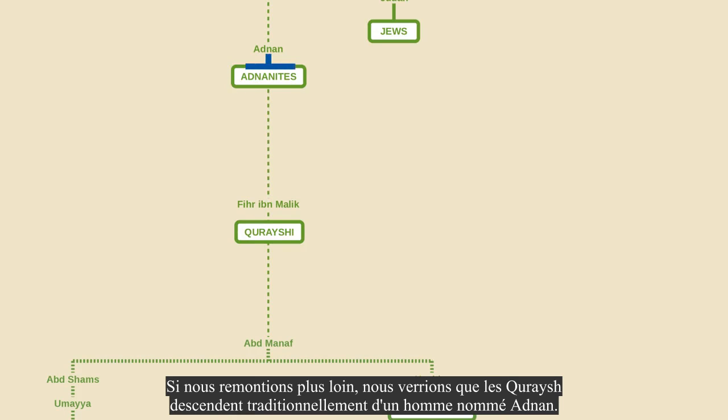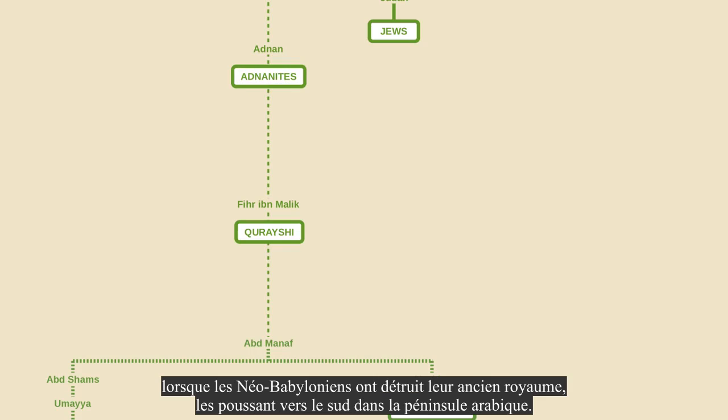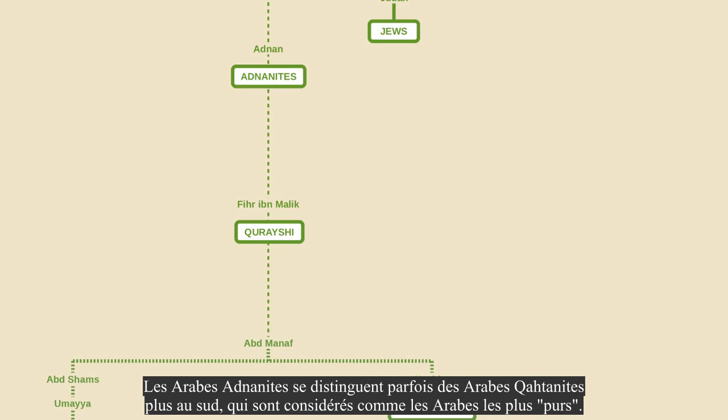If we were to go back further, we would see that the Quraysh traditionally descend from a man named Adnan. The Adnanites were not original Arabs, but were rather Arabized in the 6th century BCE, when the Neo-Babylonians destroyed their former kingdom, pushing them south into the Arabian Peninsula. The Adnanite Arabs are sometimes distinguished from the more southern Qahtanite Arabs, who are considered to be the purer Arabs.